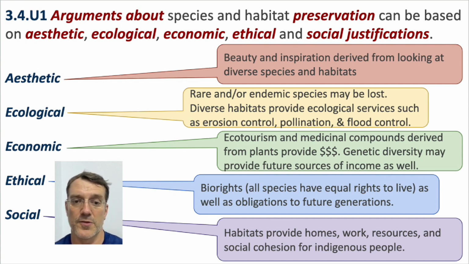Again, the ecological perspective argues that rare or endemic species may be lost and that it is necessary to conserve the habitat or species because of their role in food systems and productivity. From a technocentric perspective, maybe argue from the economic point of view about ecotourism and medicinal compounds that are derived from plants. Those are some of your ecological goods that we derive from protecting habitats. There's also the ethical argument about biorights that skews towards the ecocentric end of the spectrum.